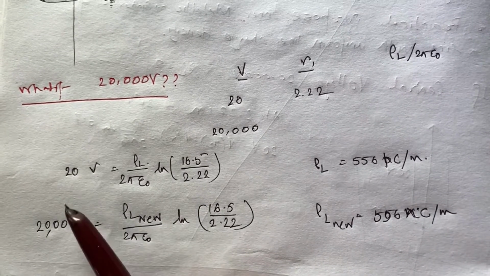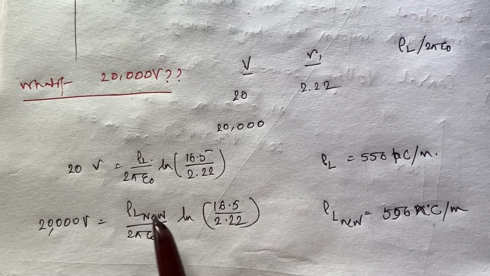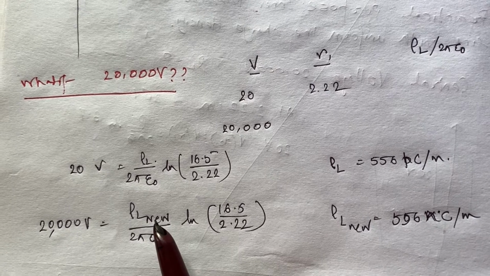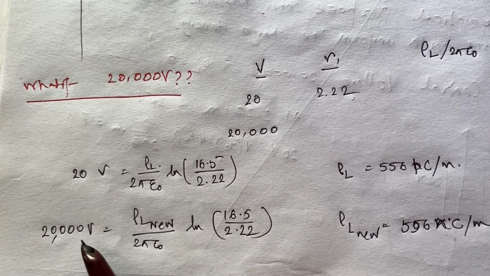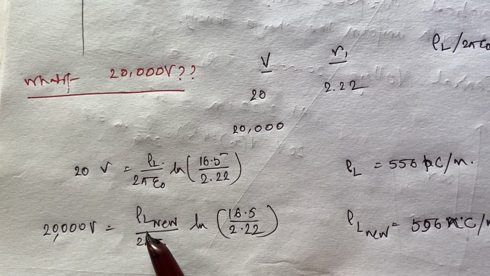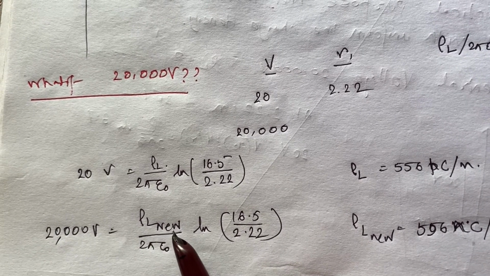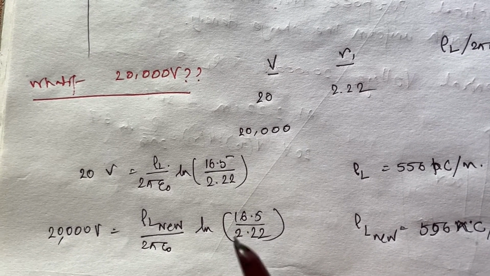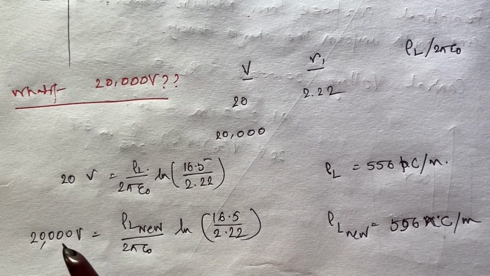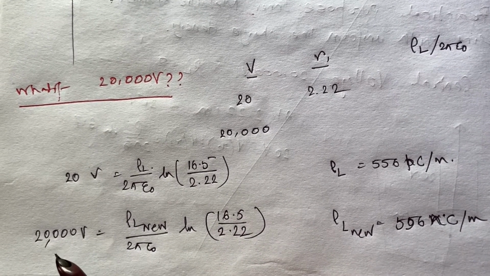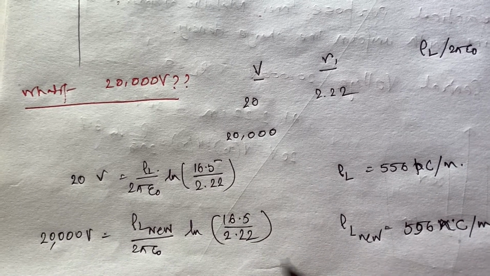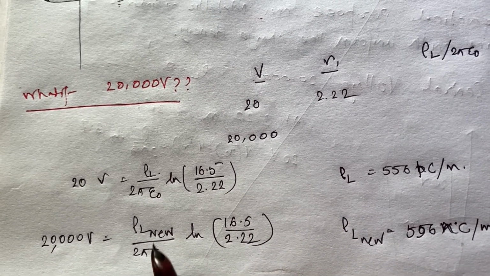So from this formula I can calculate the new charge density on the line, because at the center we have a potential of 20,000 volt. My new charge density is rho L new. The distances remain the same because they are not changing. The voltage is changing, hence obviously the charge is changing.